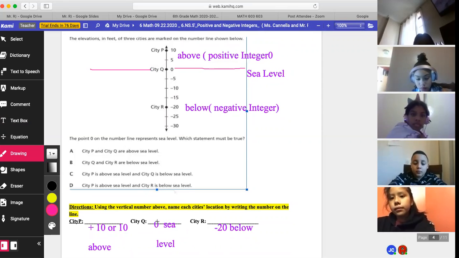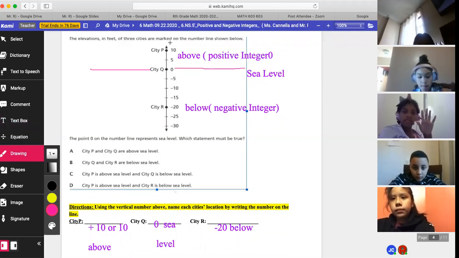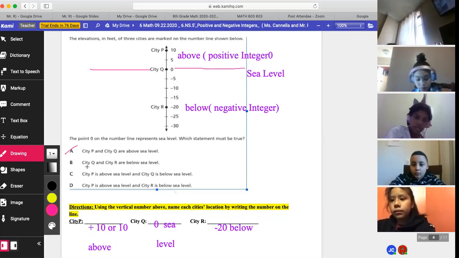Is P and Q above sea level? Is that a true statement? I'm ready, Canelo. I'm ready to take over whenever you want me to. Okay, no, it's not. How about this one?